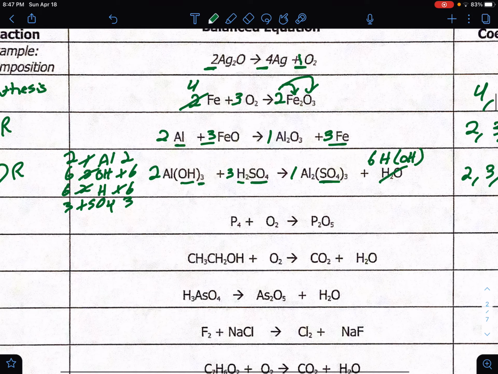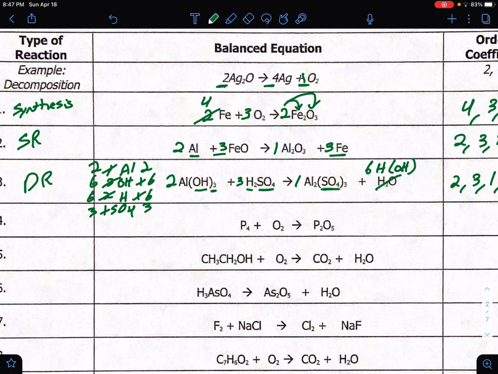Okay, P4 plus O2 gives me P2O5. So I have a reactant and a reactant, and I make one thing. This is called synthesis.